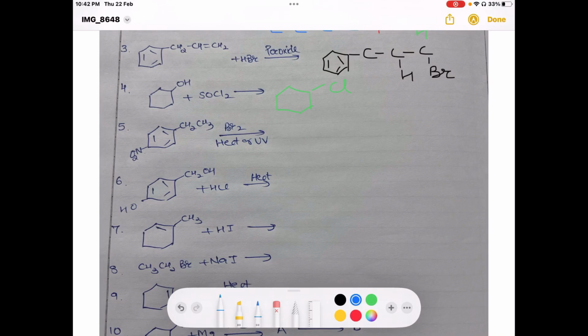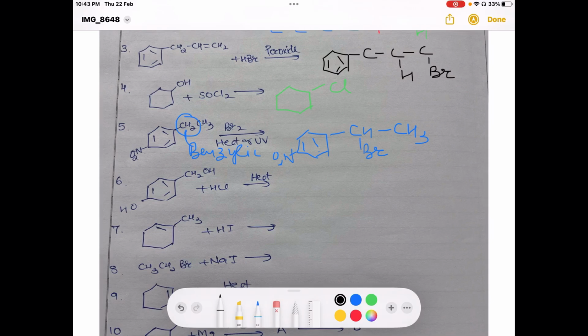Next, bromine in the presence of heat or ultraviolet light, that is in the presence of sunlight. This reaction is a photochemical halogenation reaction, which is an exclusive reaction of an alkane. So in this case, the Br part gets attached to the benzylic carbon, the major product. So in this case, the benzylic hydrogen is replaced by Br.